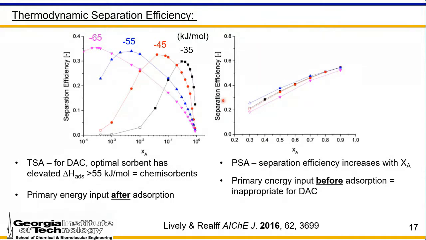In contrast, for TSA, TSA is the optimal approach to use for dilute and ultra-dilute separations. We can see that by these separation efficiencies here, where maximum efficiencies are aligned with different heats of sorption at different feed mole fractions. And if we go here and we drop back to 400 parts per million, we see that the ideal heat of adsorption for 400 parts per million is somewhere on the order of minus 55 to minus 65 kilojoules per mole, so very close to the heat of adsorption that we might imagine for a good chemisorbent.